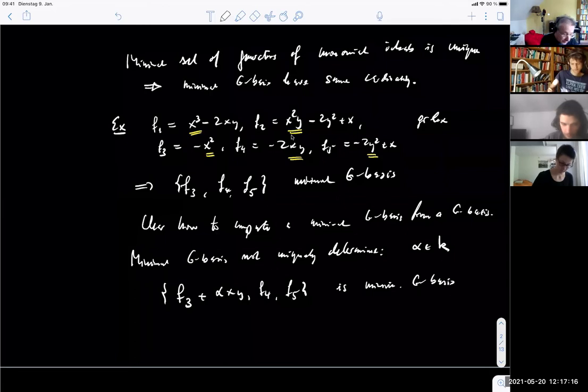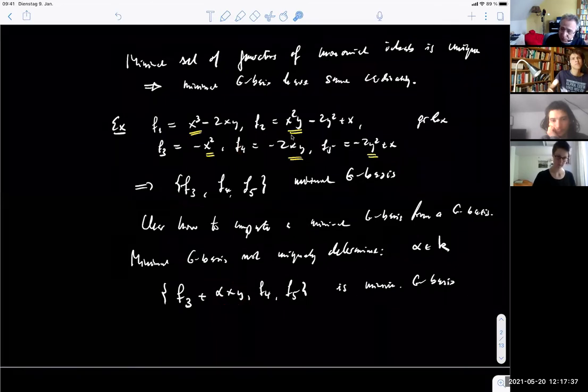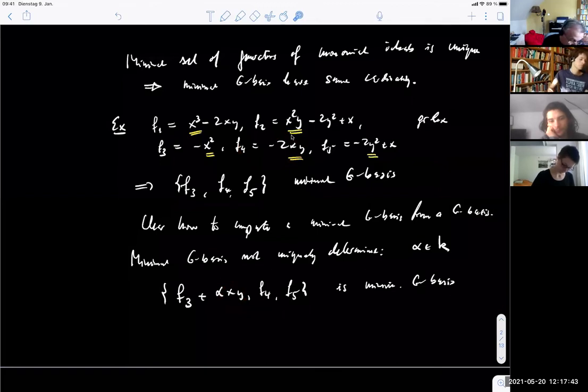So why? Let's first check that this generates the same ideal as before. I add a multiple of xy, but xy is, up to a factor, F4. So actually what I add here is a multiple of F4. Clearly, if I add to F3 a multiple of F4, the ideal is the same.